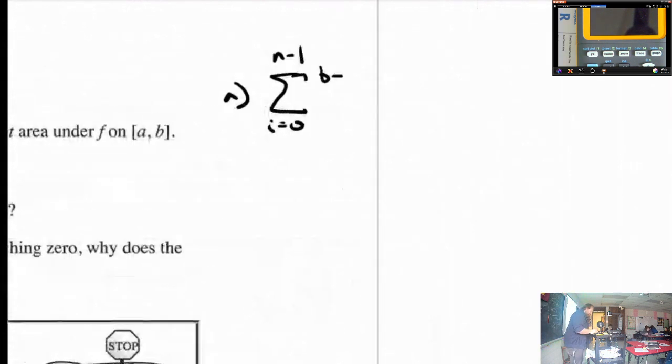We have b minus a over n, which represents the width of each rectangle. The same width that we said is essentially going to be heading to 0. And we're going to multiply that times the height of each rectangle. The height of each rectangle can be found by taking the function value of it. What's the y value as you plug in these x values that we're chopping up.